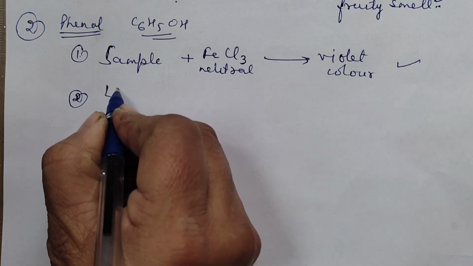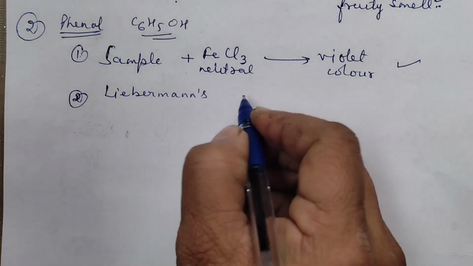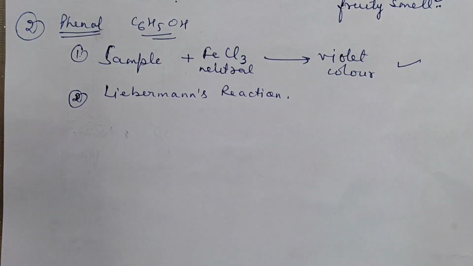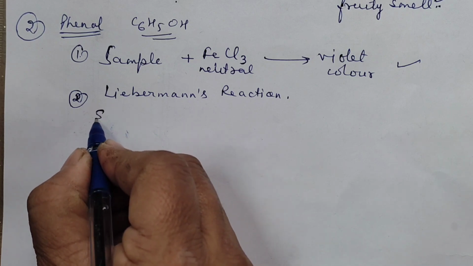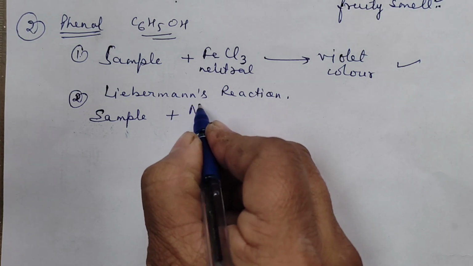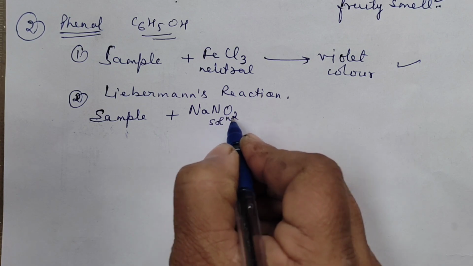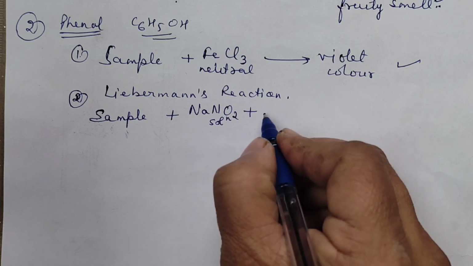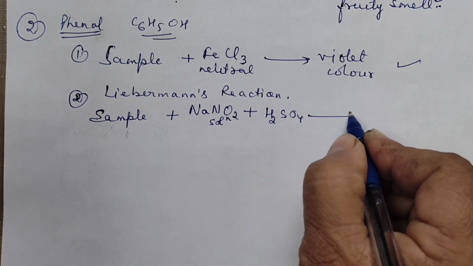Lieberman's reaction, Lieberman nitroso test. Okay, that test you can perform. So what is that test? Let me explain. What you do is, you take in the test tube the sample, which is phenol for us. To that, you will add NaNO2 solution. You are preparing NaNO2 solution. You're adding it. And then you are adding to this sulfuric acid, H2SO4 dilute sulfuric acid you will add.